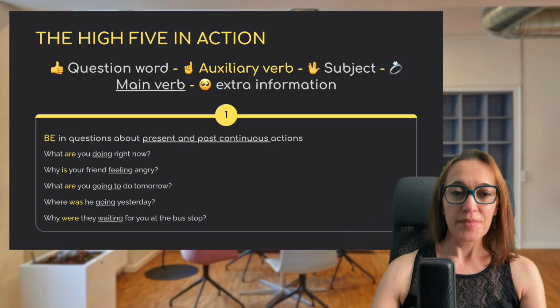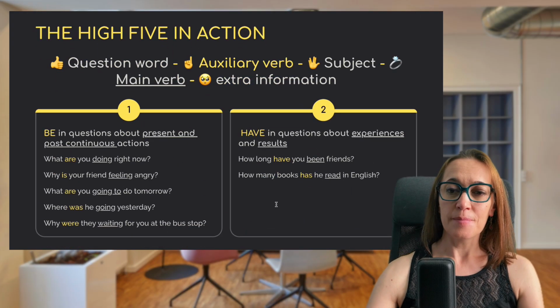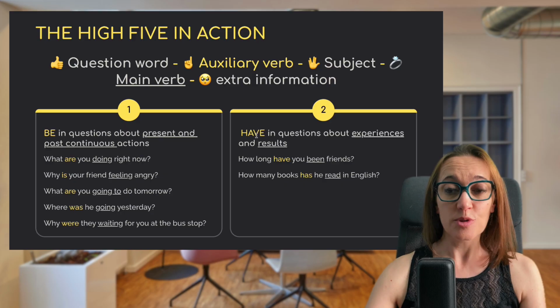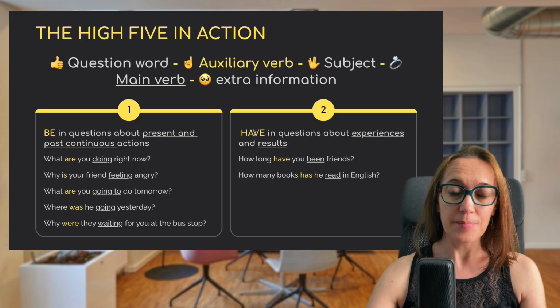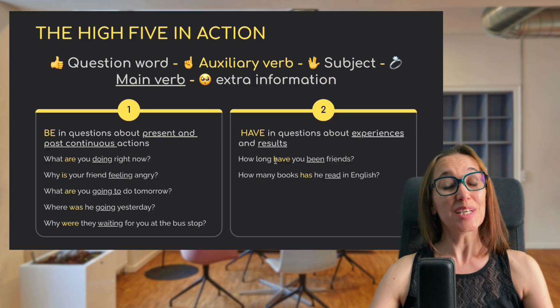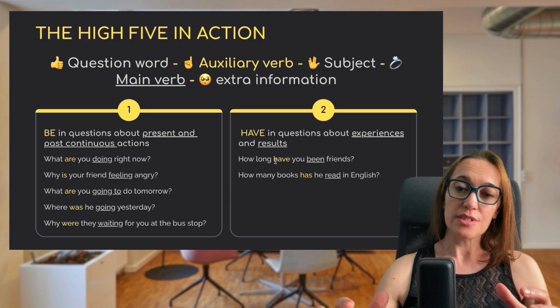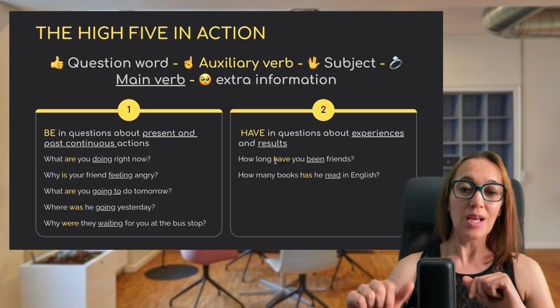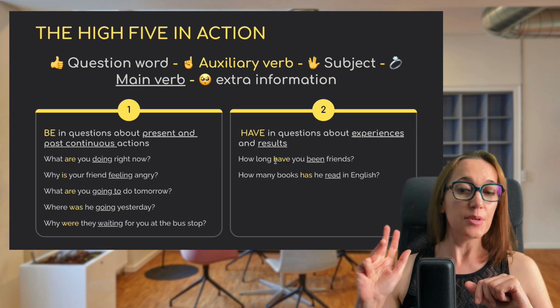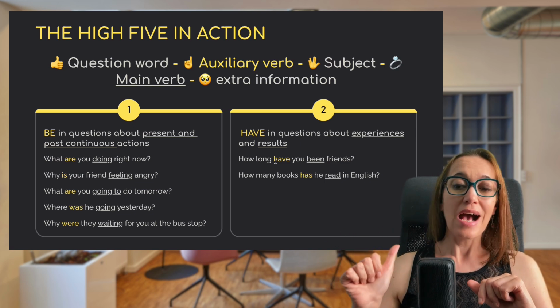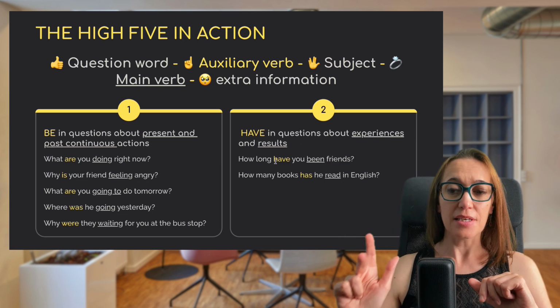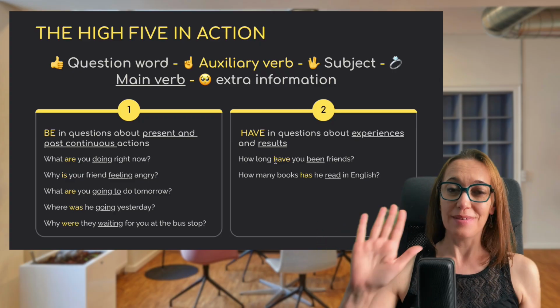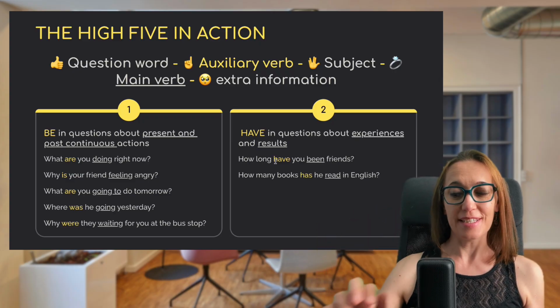Let's move on. Here we've got two questions in which the auxiliary verbs are the forms of the verb have in present. That's why we call it present perfect. So we use them to ask questions about experiences and results. For example, how long have you been friends? How many books has he read in English? And again, our high five in action.